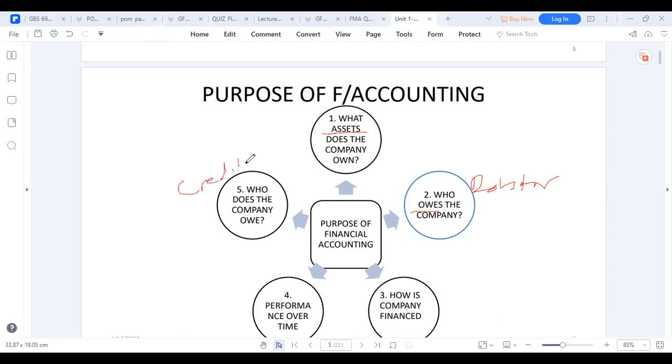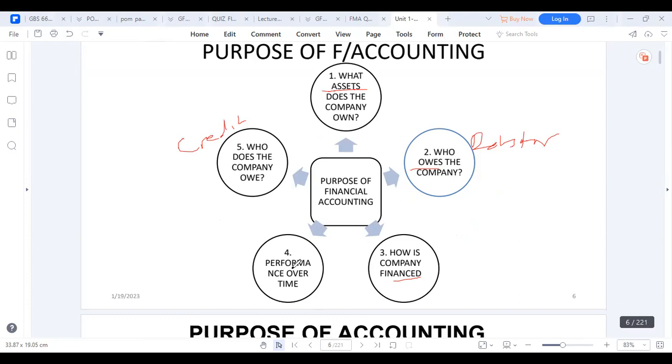Financial accounting also wants to look at how the firm is financed, their capital structure, whether finances are coming from the retained profit, or whether finances are coming from creditors. Then finally, we want to look at the performance of the company over time. So we're going to look at ratio analysis.